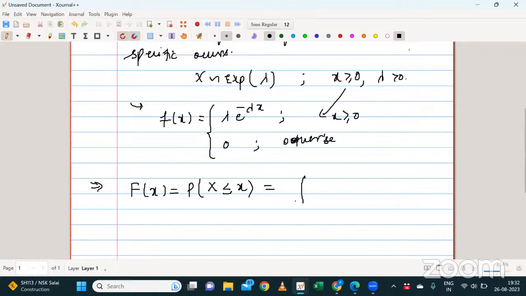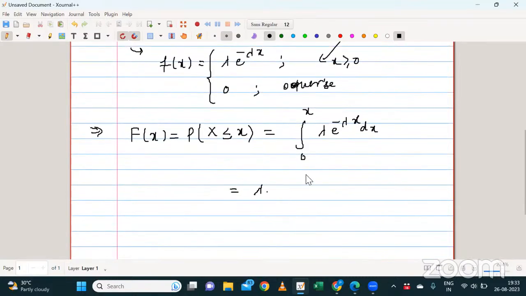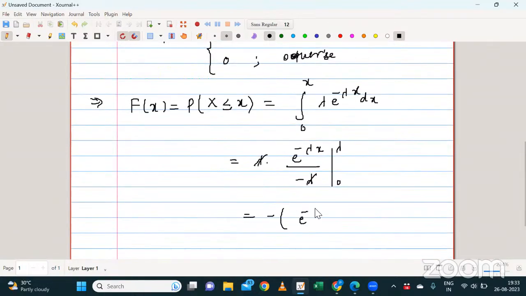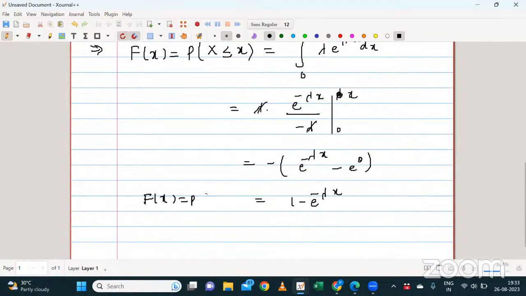That means we have to integrate this PDF from 0 to x. Everyone is getting this? So lambda times the integration of e raised to minus lambda x is e raised to minus lambda x divided by minus lambda, from 0 to x. Lambda will get cancelled out. So it will be 1 minus e raised to minus lambda x. This is the value of F(x), the probability X is less than or equal to x.